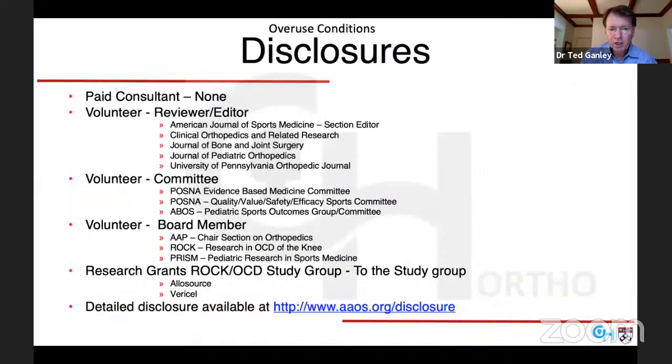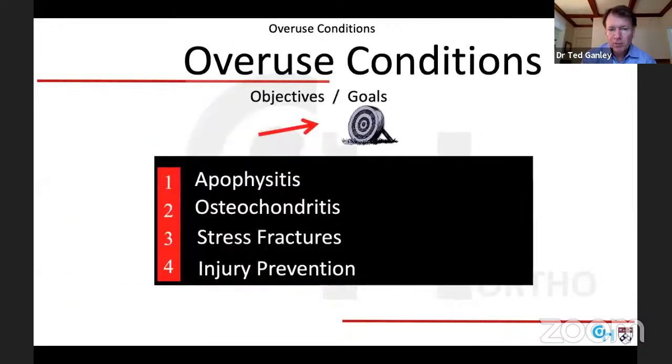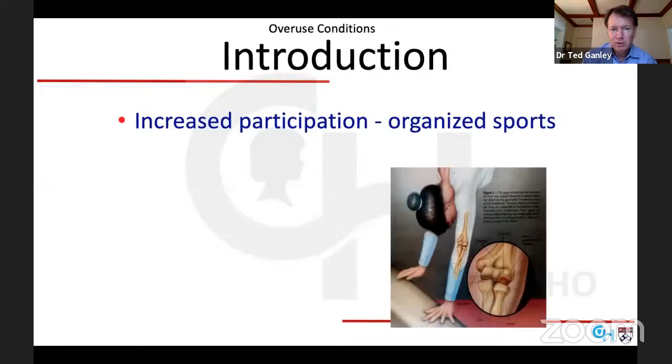So again, I believe I have no disclosures relative to this talk. I'll be addressing apophysitis, OCD lesions, a little bit on stress fractures, and touching base on injury prevention as well.